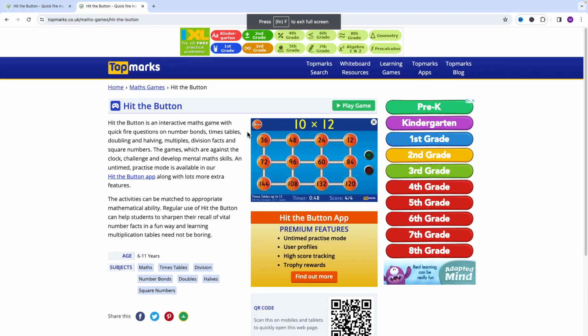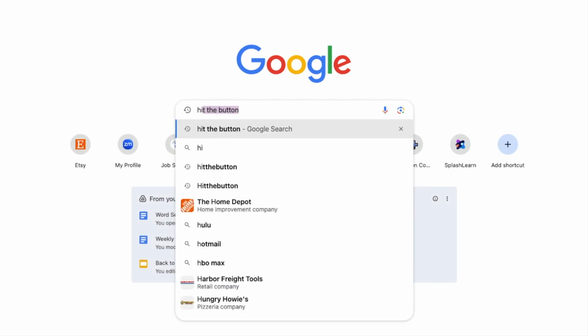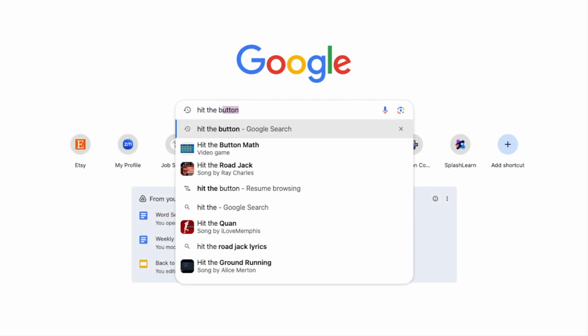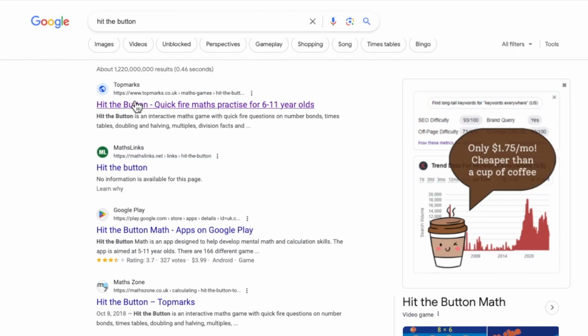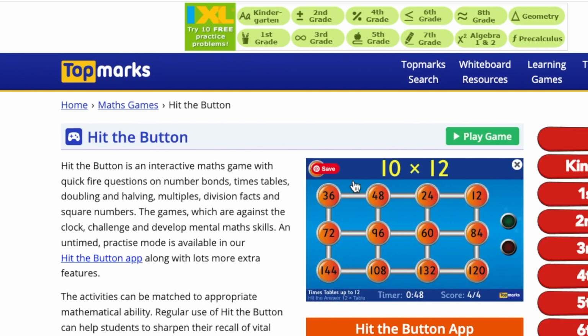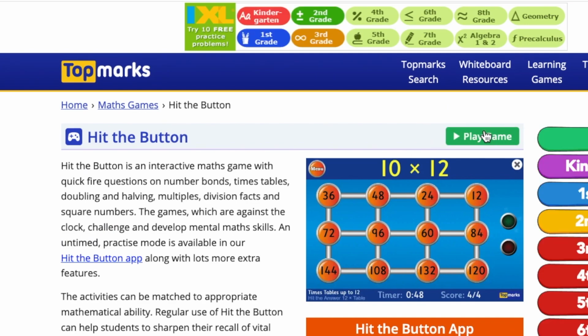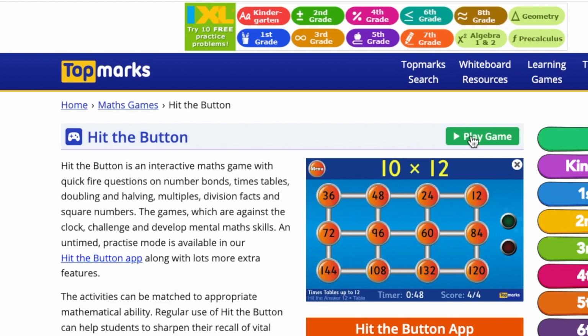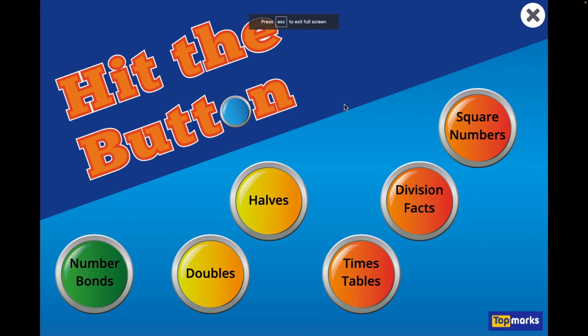Let me show you how to get here. So if you're Googling, once you type into Google, Hit the Button, you're going to hit the search results that fall under top marks, and it's called Hit the Button, Quick Fire Math Practice for 6 to 11-year-olds, or anyone who needs more practice with this. And then you're going to hit this green button that says Play Game right here. It kind of looks like it's an advertisement, but that's the button you need to hit to play the game, and it takes you to the home page of the website.